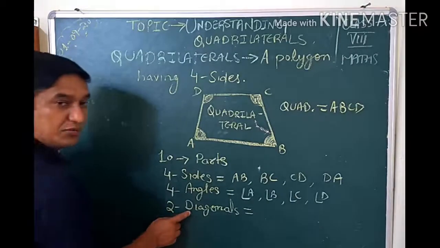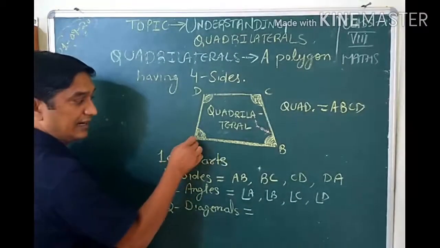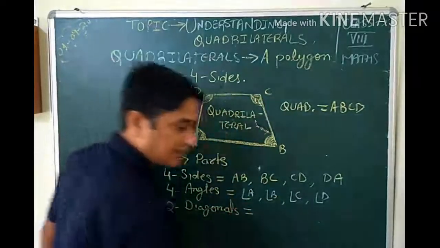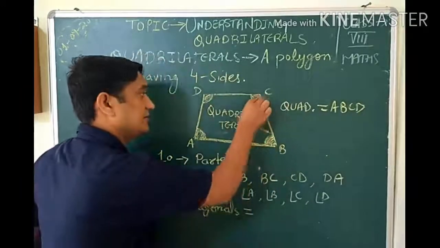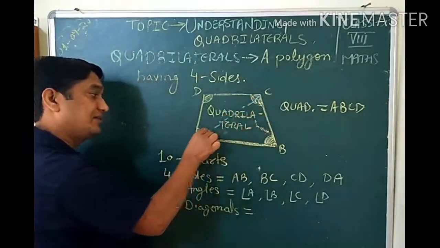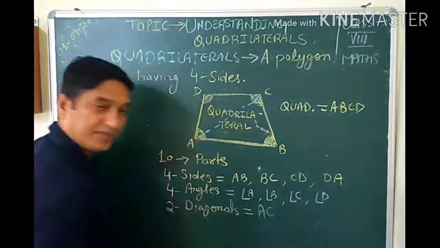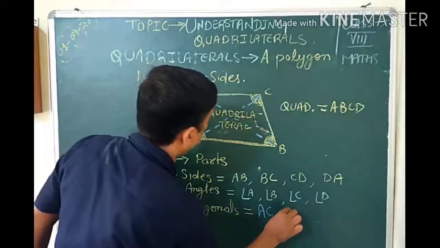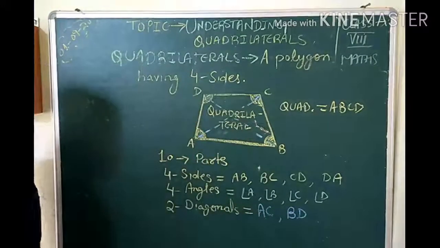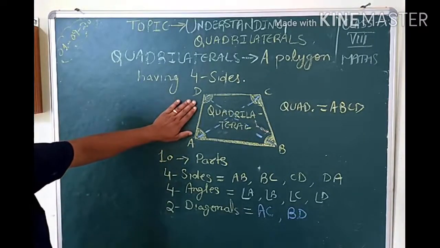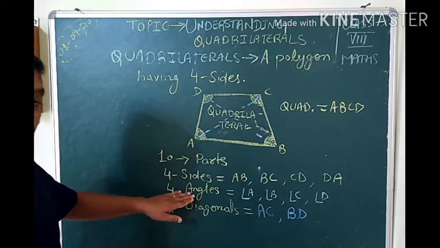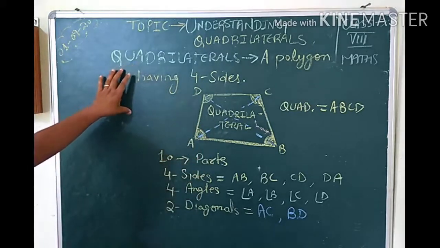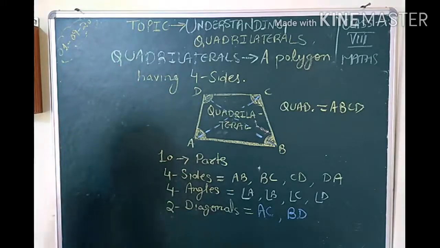Then comes the 2 diagonals. Diagonals are what? Diagonals are the line segments that join 2 non-consecutive points like this. This becomes a diagonal. This is diagonal 1, AC, and this is the second diagonal, DB. So children, always remember, in a quadrilateral we have what? We have 4 sides, 4 angles and 2 diagonals. Now children, after quadrilateral we will learn their types. So children, let us start their types.